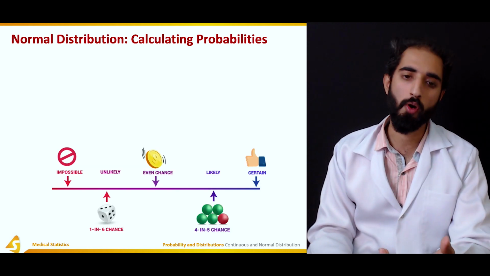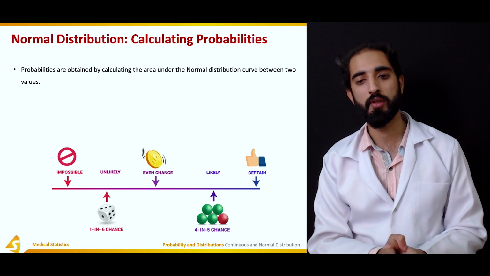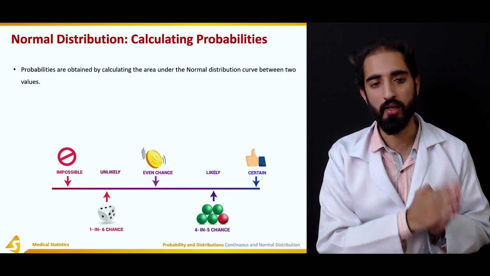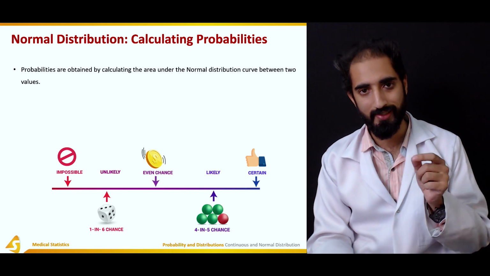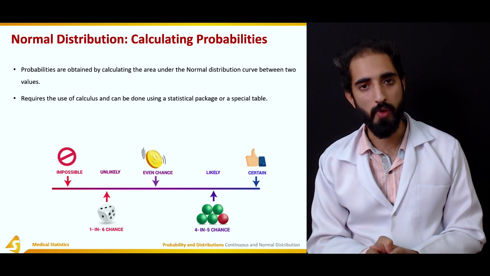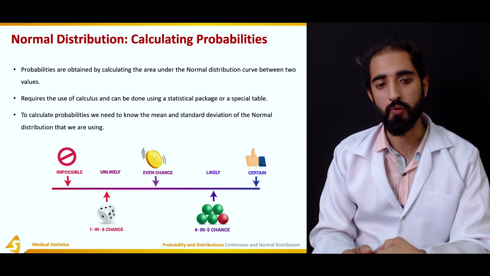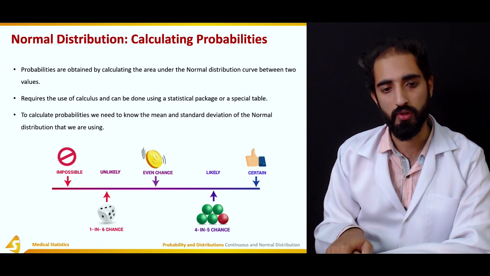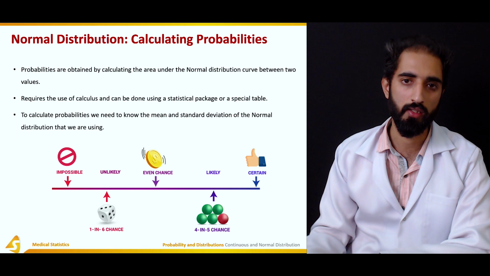So how do we calculate the probabilities in the normal distribution? Probabilities are obtained by calculating the area under the normal distribution curve between two values, similar to what we already discussed in the continuous distribution. So the method is pretty much the same. We calculate the area instead of a single bin or bar. It requires the use of calculus and can be done using a statistical package or a special table. So it's better that you use a statistical package, and if you don't have that, use a special table. And to calculate the probabilities, we need to know the mean and standard deviation of the normal distribution that we are using. Once again, without that, we cannot calculate the probabilities in a normal distribution.